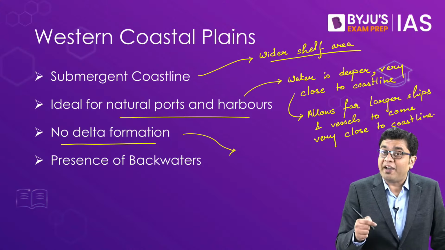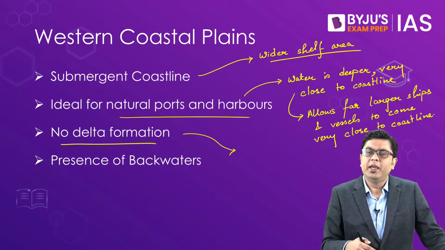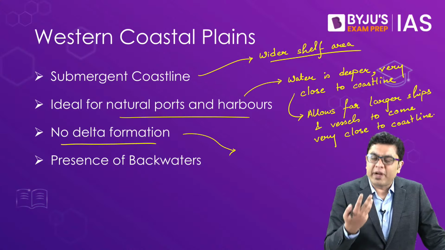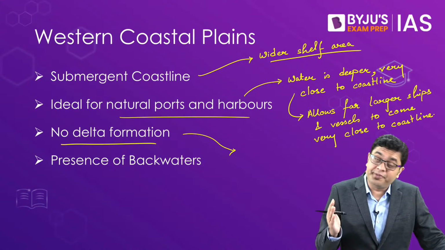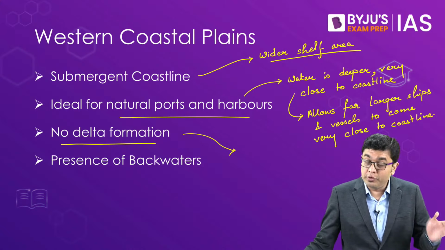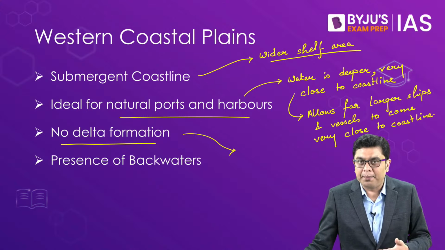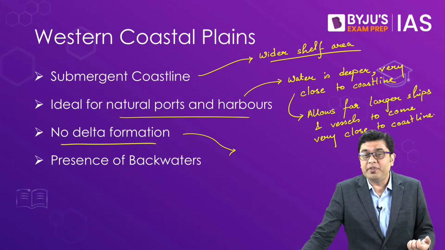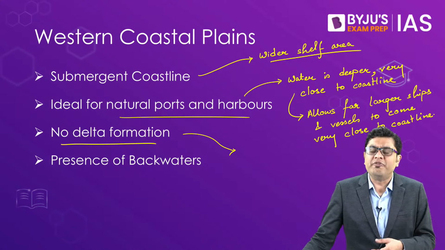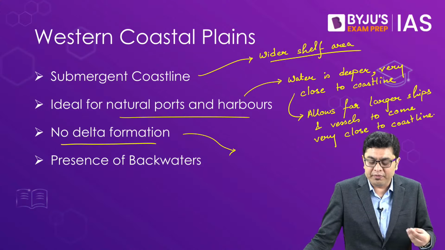Now, since you have very few rivers flowing into the Arabian Sea, obviously you don't have much scope for the formation of deltas. Amongst the rivers that you observe flowing into the Arabian Sea, the major ones are Narmada and Tapi. You also have smaller rivers such as Zuari or Mandovi in the region of Goa. You have Bharatapuzha, etc. in the region of Kerala, but they are very, very small rivers.